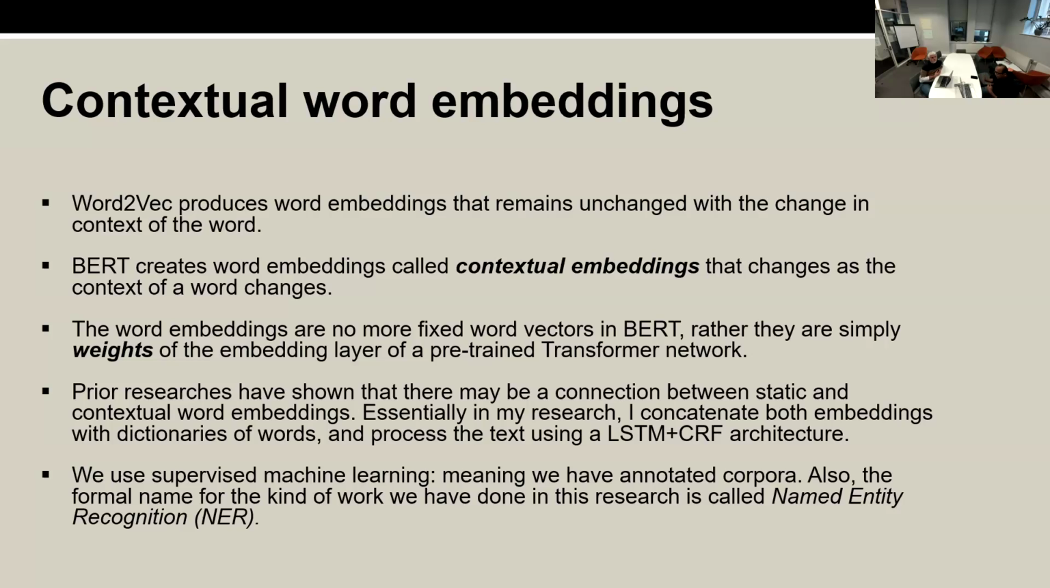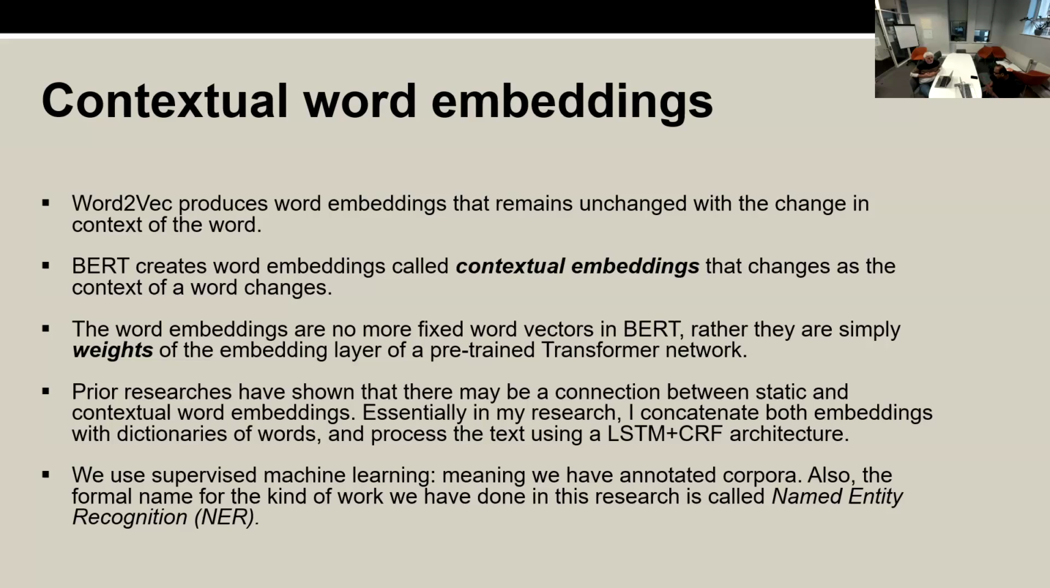And actually that started shifting the NLP research in the direction that we have in generative AI now, right? So these word embeddings are no more fixed word vectors, as I said, but simply the weights of the embedding layer of a PyTorch transformer network. Because word2vec and BERT are both trained on similar corpora, people found that there is a connection between contextual embeddings and static embeddings.